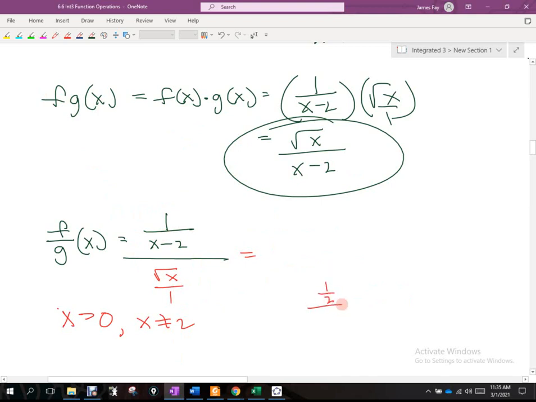If I have 1/2 divided by 2/3, anybody know how to do that? What do I do with that number? I flip that number and multiply it by the top. So that would give me 3/4. Does that make sense? Okay. So it's the same thing here. Remember, these just represent numbers. We just don't know what they are. So I'm going to take that bottom fraction, radical x over 1, and we'll flip it.